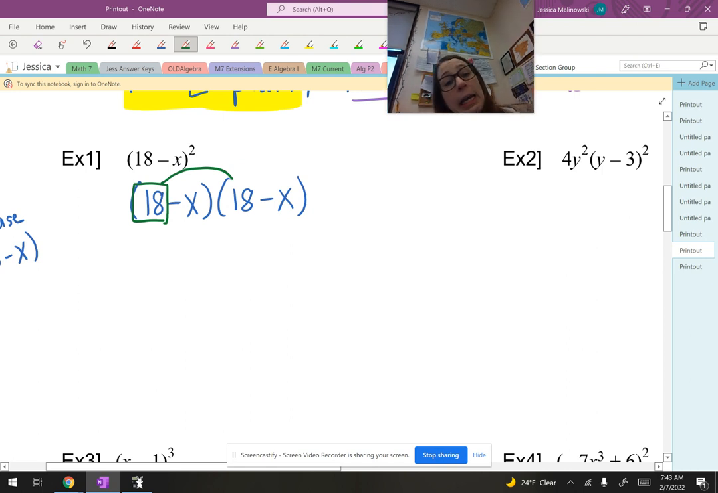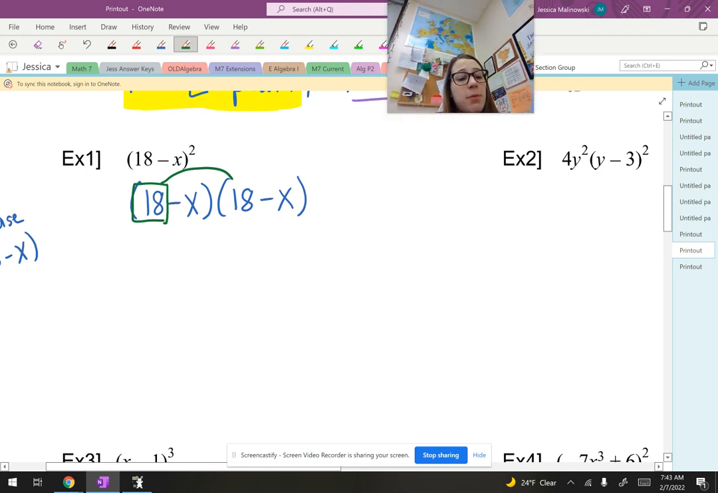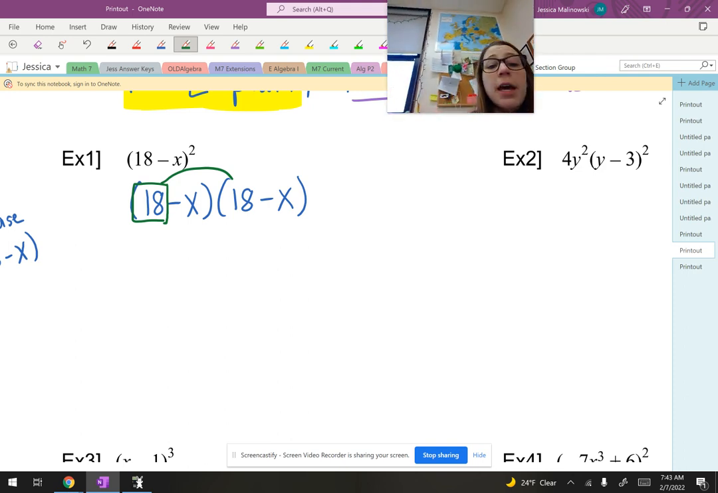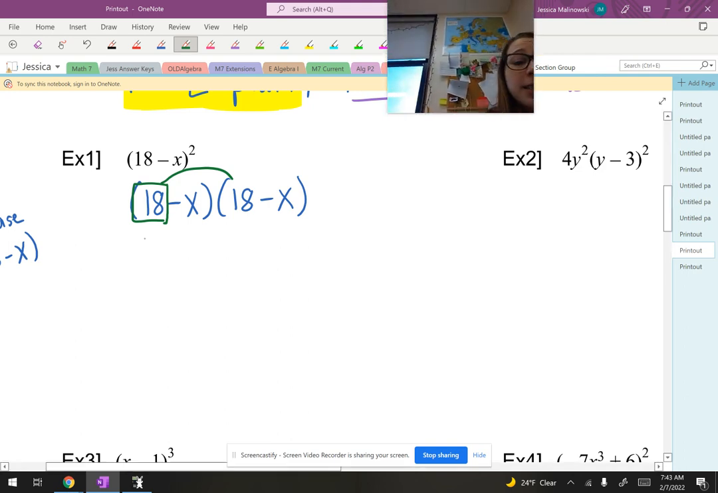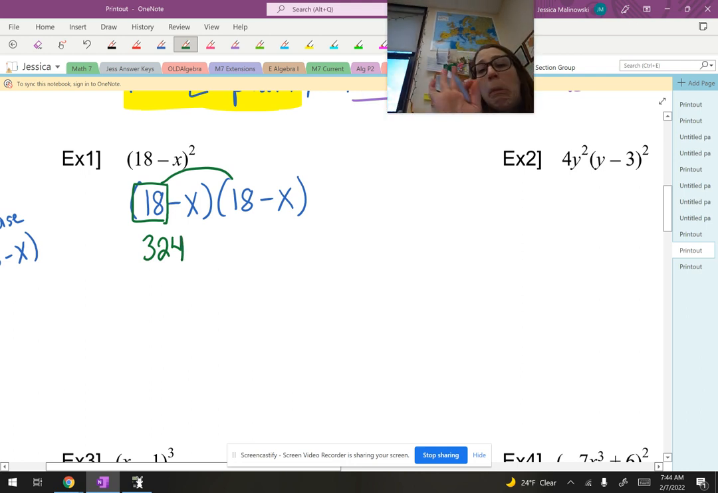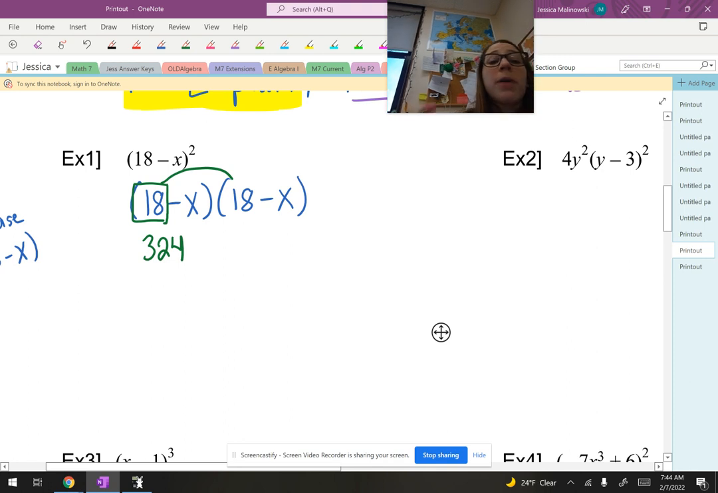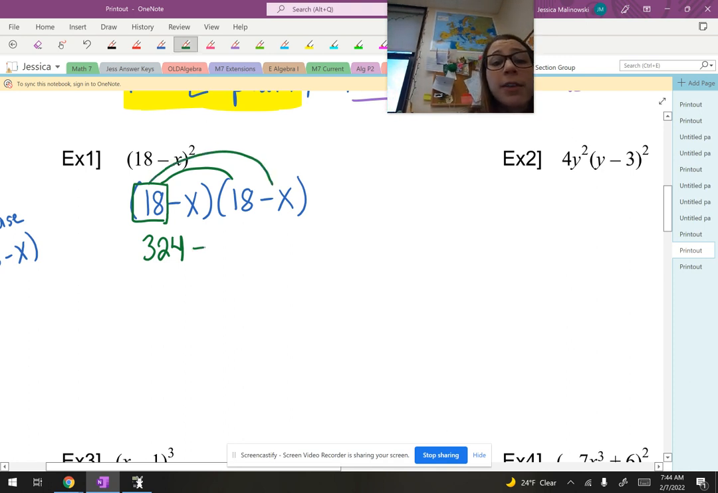So, starting with that first term that needs to be distributed, that 18. I do not know off the top of my head what 18 times 18 is, although I feel like I should. 18 times 18, as my handy-dandy calculator tells me, is 324. Great work. Okay, so I'm not done because that 18 also needs to get multiplied by that negative x, and that negative x times that positive 18 is going to be negative 18x.